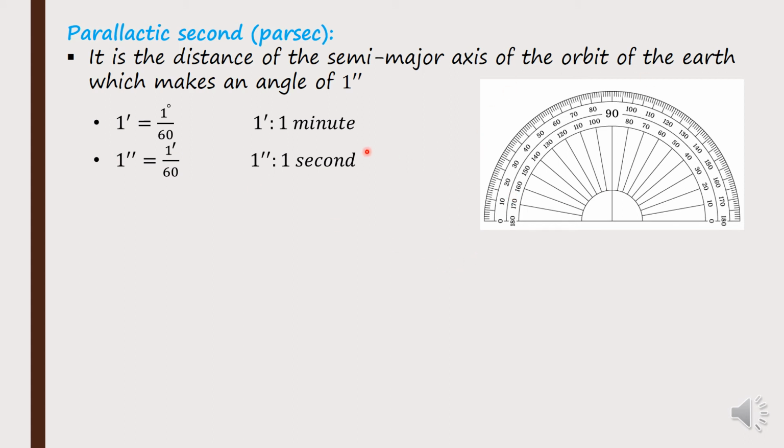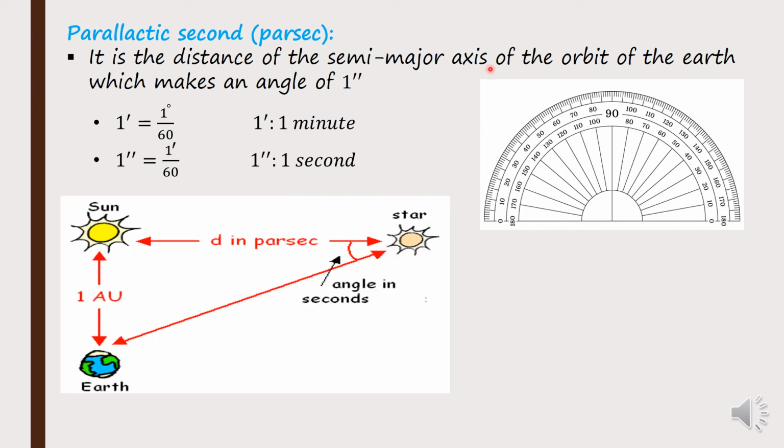Now what does a parallactic second or a parsec mean? We have already seen that the distance between the sun and the earth is said to be 1 AU, or 1 astronomical unit. Now you know that the earth moves around the sun in the form of an orbit, right? That full orbit which we have is known as the orbit of the earth around the sun. It moves in an elliptical path. It is not a circle, but it is somewhat like the shape of a rugby ball.